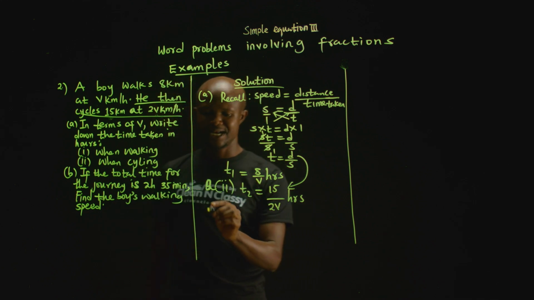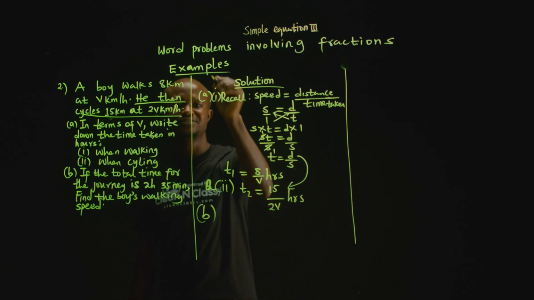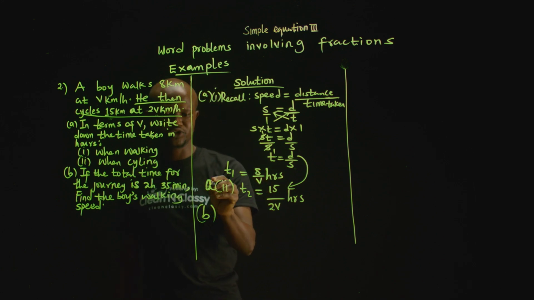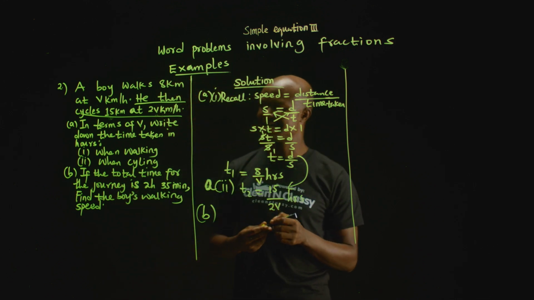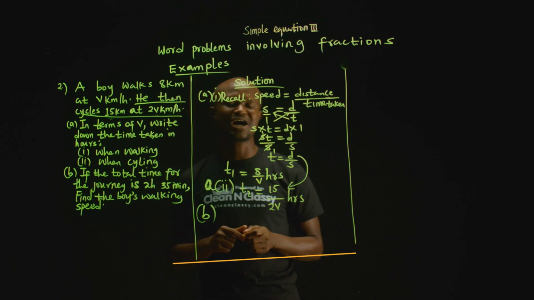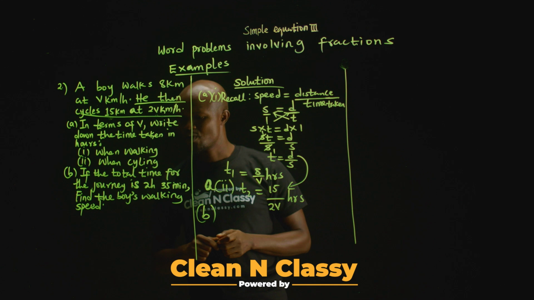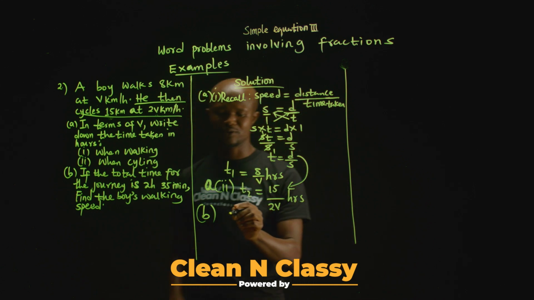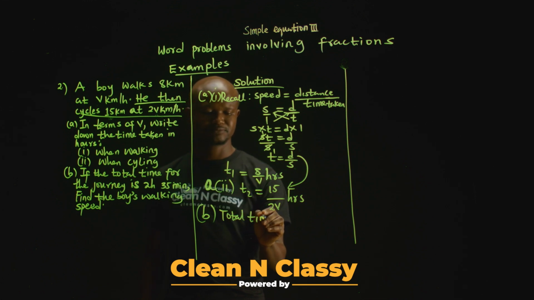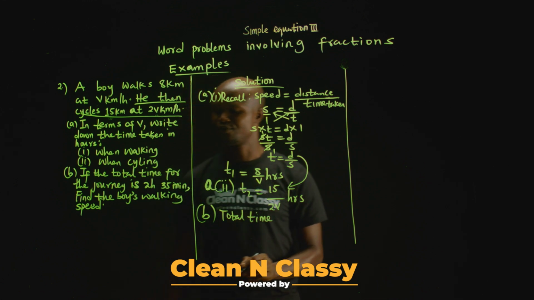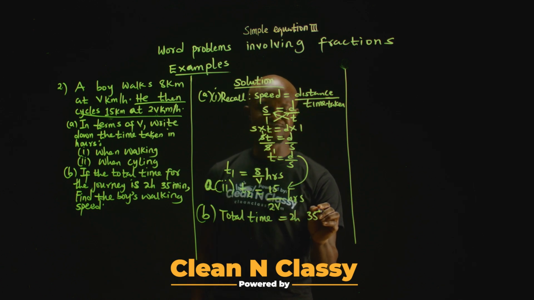That is A. Now, for B, we have A Roman figure 1 and A Roman figure 2 here. If the total time for the journey is 2 hours 35 minutes, find the boy's walking speed. Now, the total time taken for the journey is what? 2 hours 35 minutes.